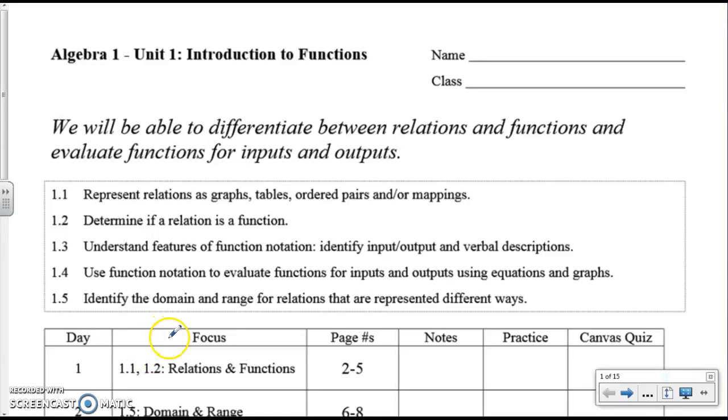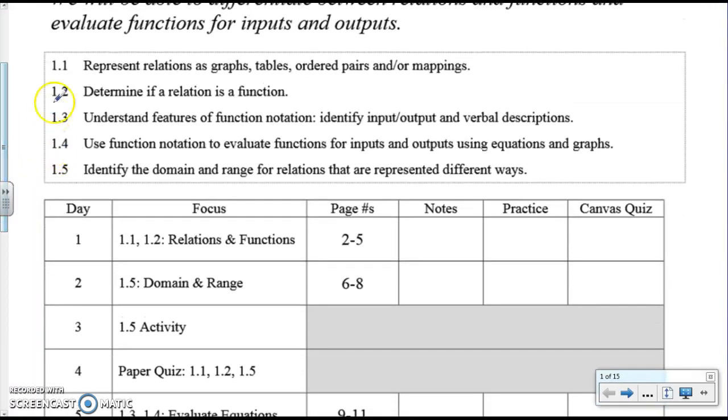Okay, today we are going to start Unit 1, which is Introduction to Functions, and there are 5 learning targets for this unit. We are going to kind of go through them out of order. So you'll see the first one is represent relations as graph tables, ordered pairs, and or mappings. Second, we are going to determine if a relation is a function, and those two kind of go hand in hand, so we're going to do them today.